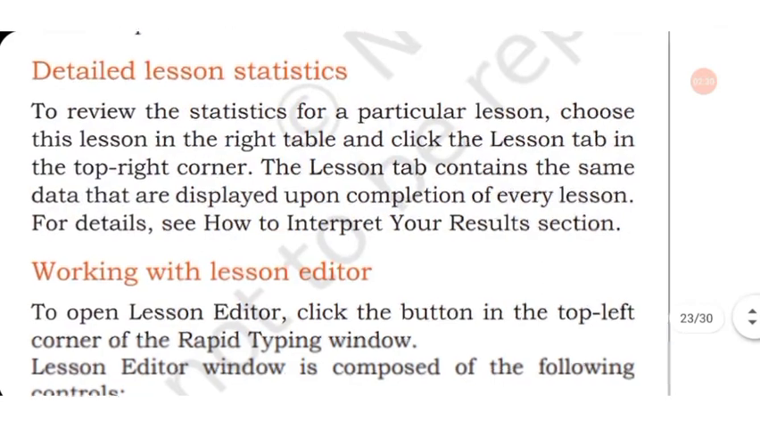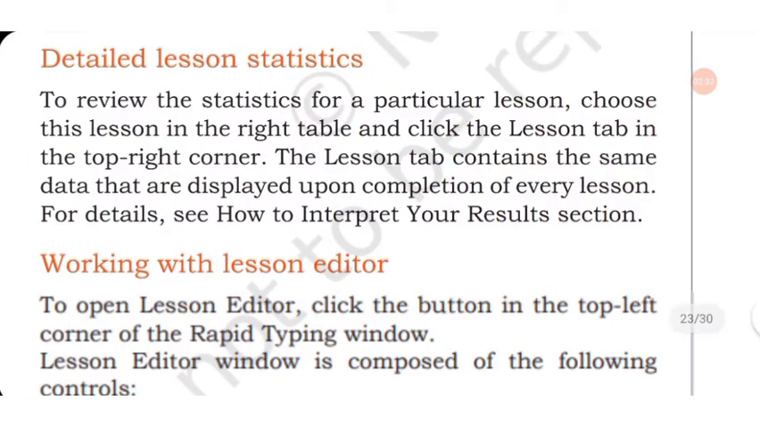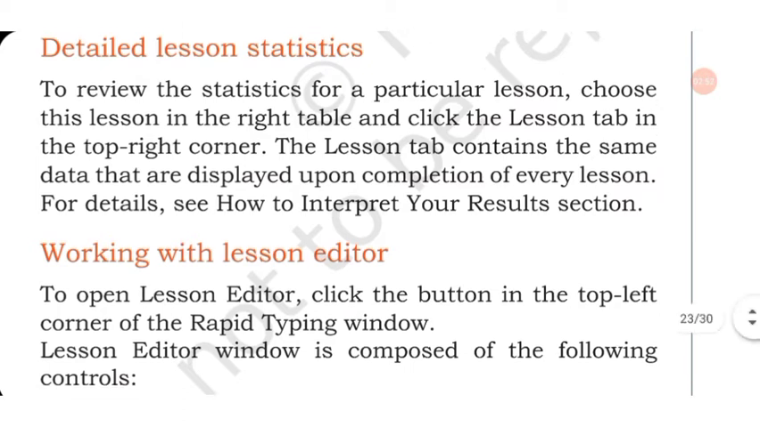Then detailed lesson statistics. To review the statistics for a particular lesson, choose the lesson in the right table and then click the lesson tab in the top right corner. Then the lesson tab contains the same data that are displayed upon the completion of every lesson.